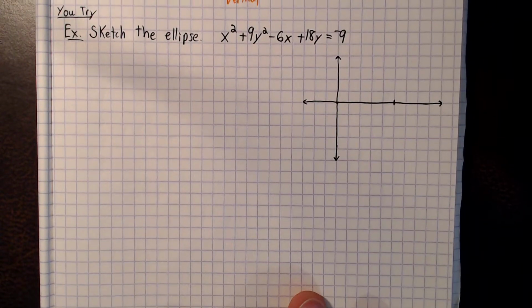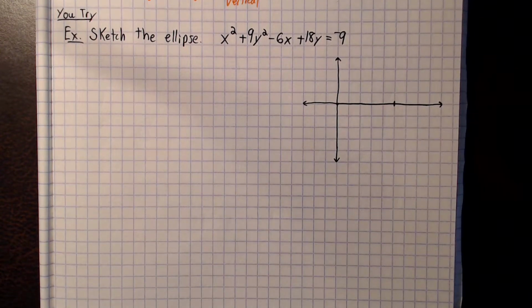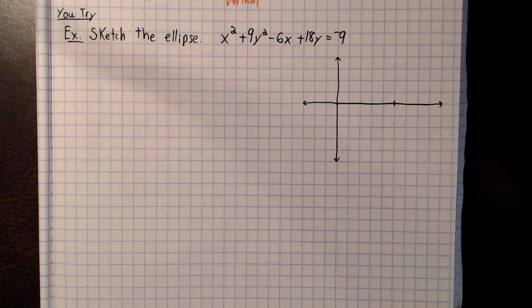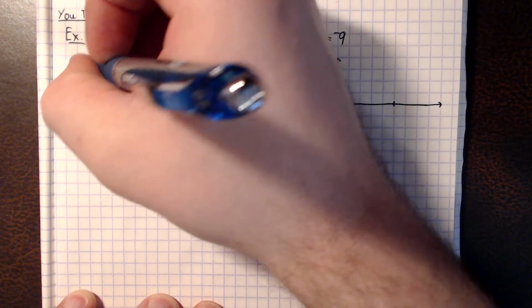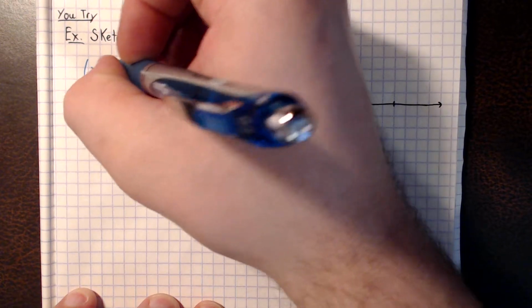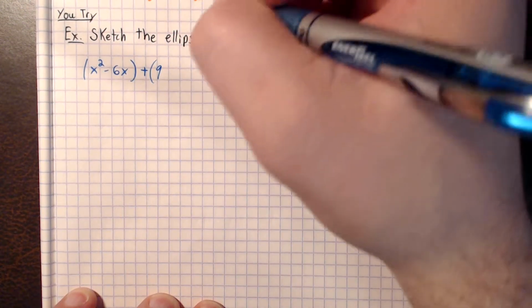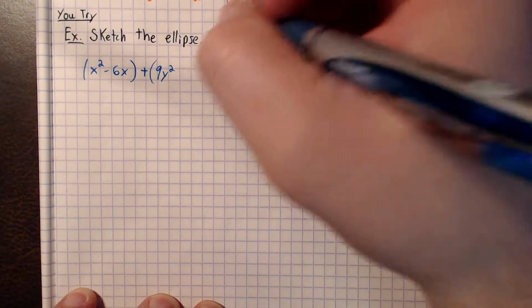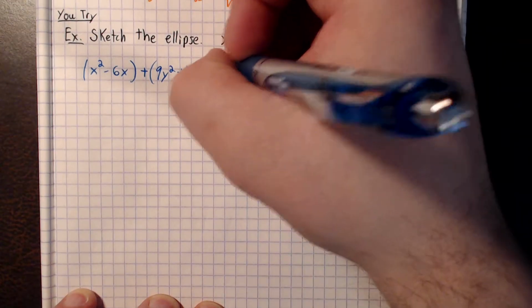So try this one out, pause the video, and resume it when you're ready to check, and then you'll be done with this lesson. So, I told you group together to begin with. So let's see, x squared minus 6x, 9y squared plus 18y equals negative 9.